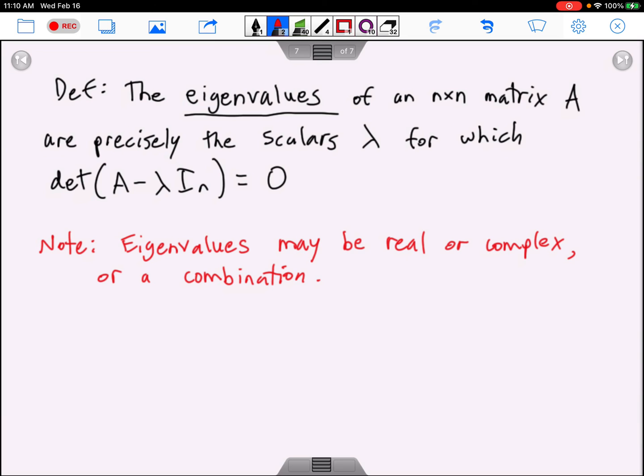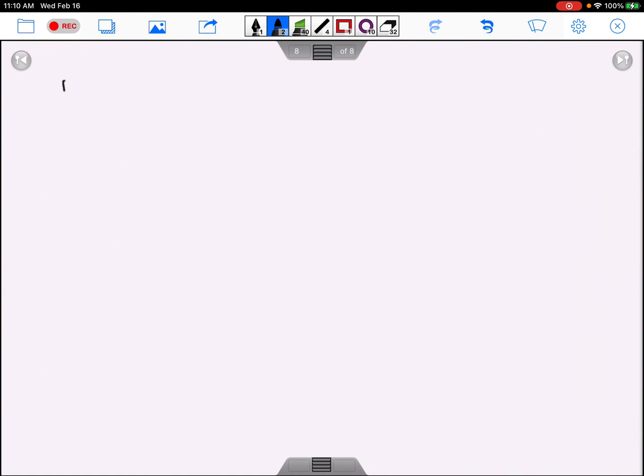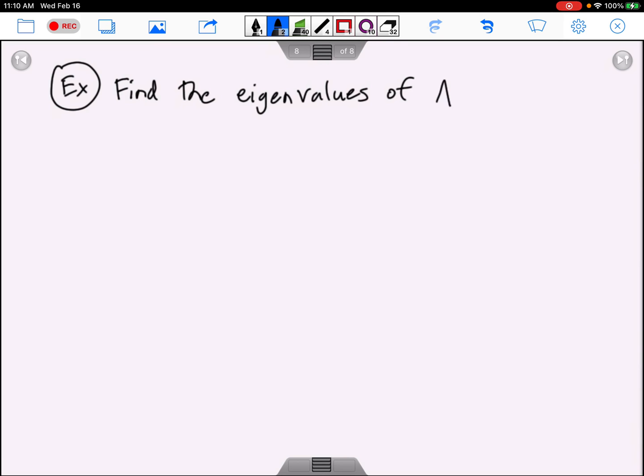All right, so this is kind of a tricky thing to describe, but I would like for us to do an example. We're going to go over it step by step, finding the eigenvalues of a matrix. So this will be our example. Find the eigenvalues of matrix A, which is -1, 0, 2, 1, 3, 2, 1, 4, 2.